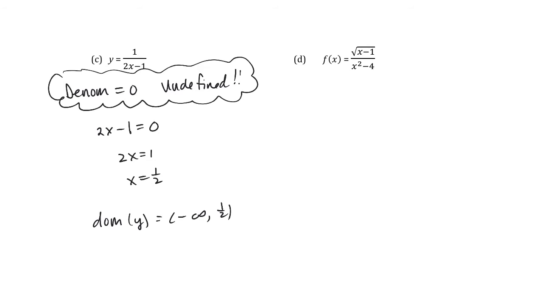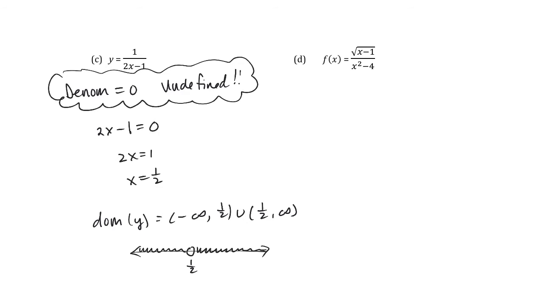So go up to 1/2, don't include it, skip over 1/2, get really close to it, and head on off to infinity. So just looking at that domain, everything would be included except at 1/2. There's a little hole in what's allowable for x's.